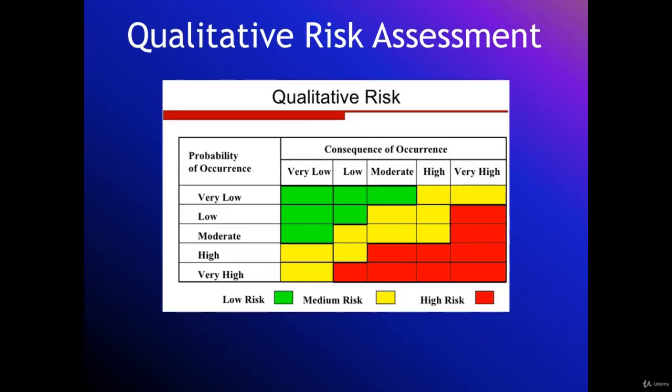Displayed, we have an example of a qualitative risk assessment chart. When considering a specific risk, the assessor first rates the likelihood low, medium, or high, and then does the same for the impact. The chart then categorizes the overall risk.